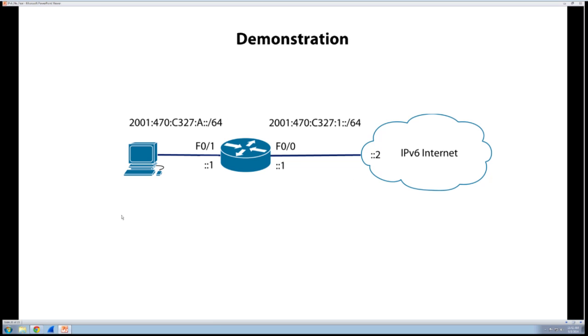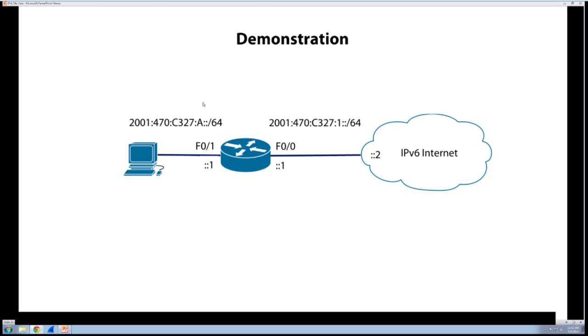What I'll do then is on the inside of my network, on F01, I'll set up address 2001:470:C327:A::/64. So here's going to be network 1. This is going to be network A. All right, so let's jump into this.